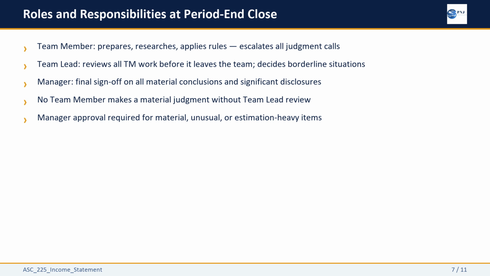The team lead reviews all team member work before it leaves the team and resolves borderline situations. When an item is material, unusual, or involves significant estimation uncertainty, the team lead escalates to the manager. The manager provides final sign-off on all material accounting conclusions and is responsible for overall quality control.